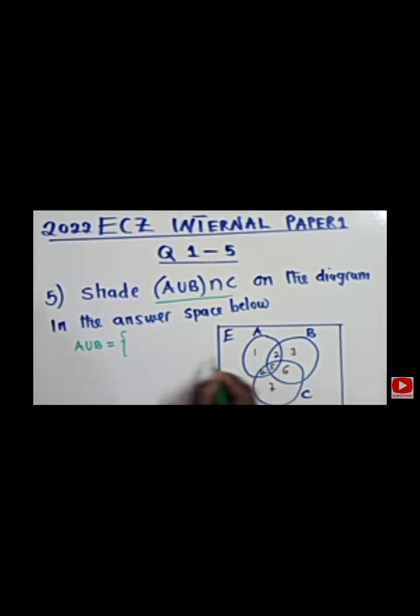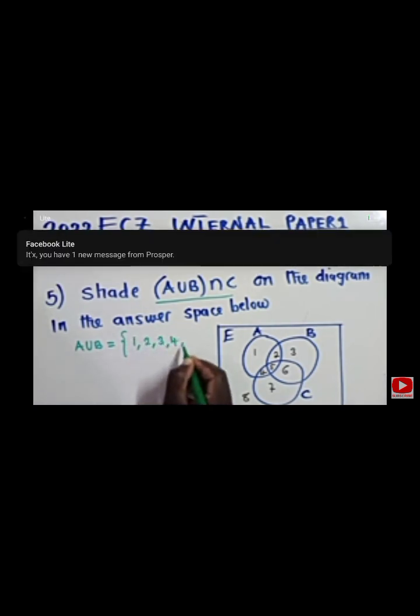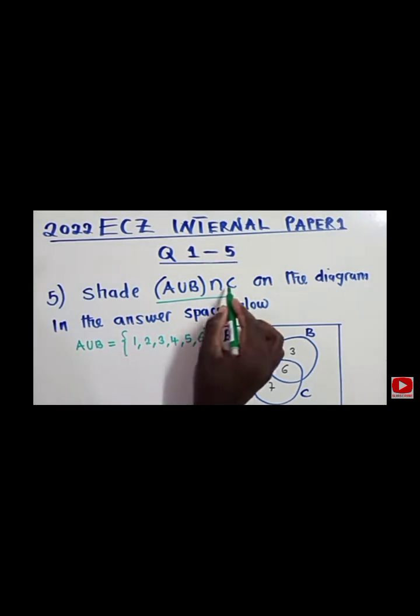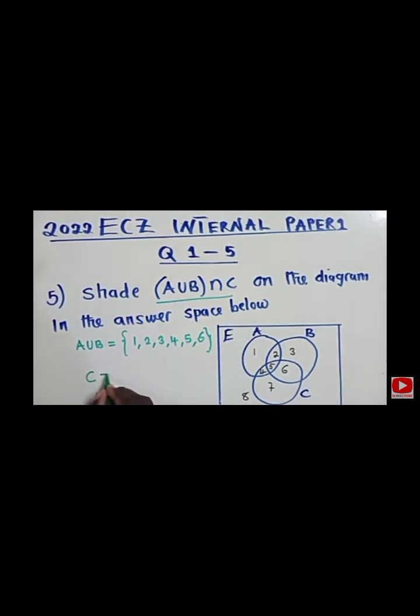So A union B will be 1, 2, 3, 4, 5, 6. This is 1, 2, 3, 4, 5, 6. What it means when we say A union B, we mean everything that is found in A and B, and these are the entries that are found in A and B, or elements that are found in A and B. And then here you identify your C, because the C is involved. So what is our C? That will be 4, 5, 6, 7. What is just found in set C here?